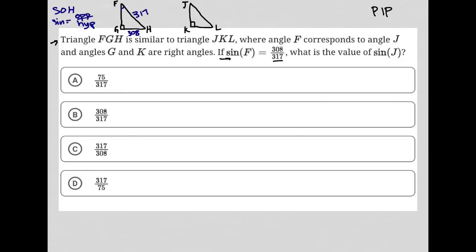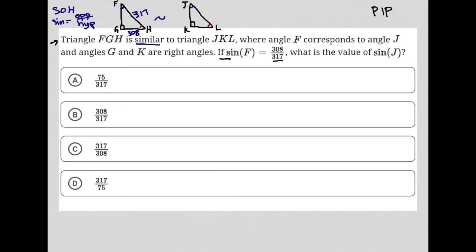Okay, so we know that these two triangles are similar. What does it mean for two triangles to be similar? That means that the angles are congruent. So angle F and angle J are the same. Angle K and G are obviously the same, they're both 90 degrees. And then also angles H and L are the same.